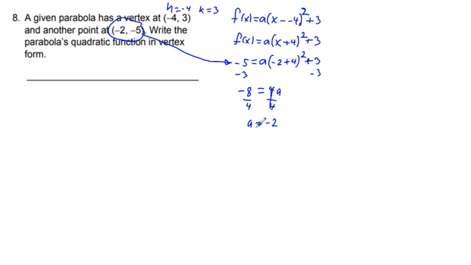Okay. So we have everything we need. So we have f of x is equal to -2 times quantity x plus 4 squared plus 3. And we could test to make sure that we have our points. In fact, I'll do that right now.